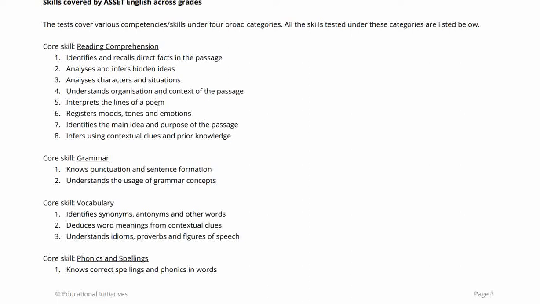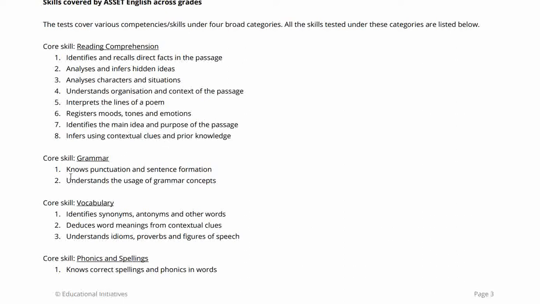interprets the lines of a poem, that is poetry interpretation, registers moods, tones and emotions, understanding the tone of language, the mood of the situation or the characters, and the emotions of the characters. Identifies the main ideas and purpose of the passage, whether the purpose is for entertainment or for information or various other sub branches. Infers using contextual clues and prior knowledge, that means for meaning, if you are able to assess as per the given contextual clues.